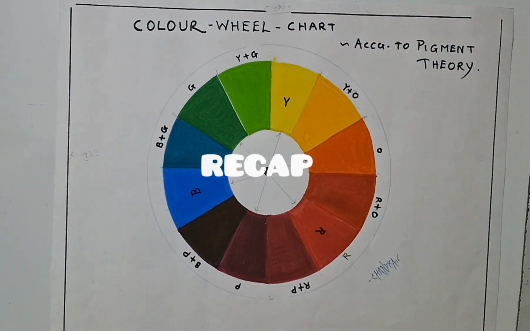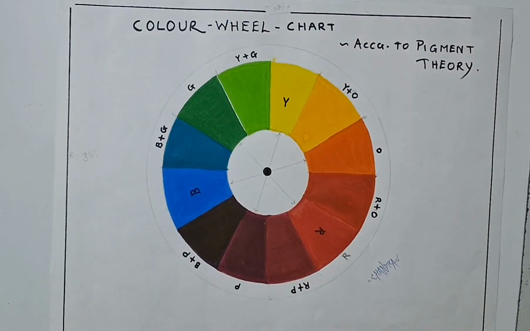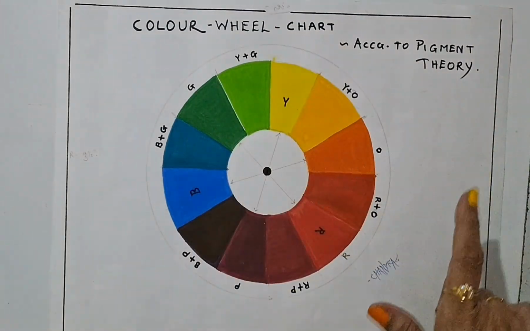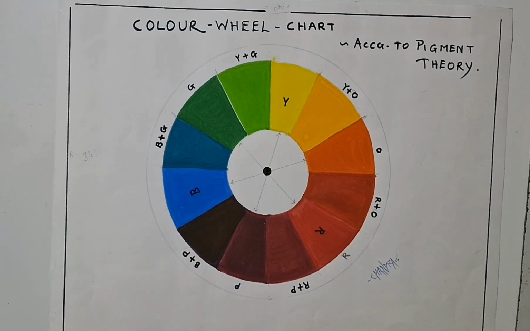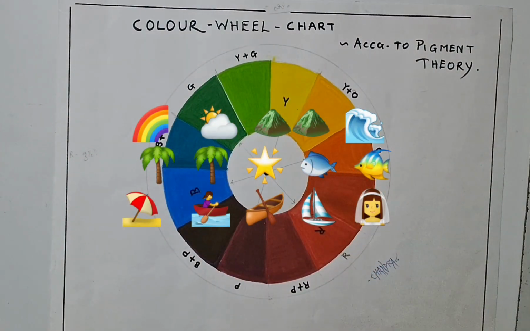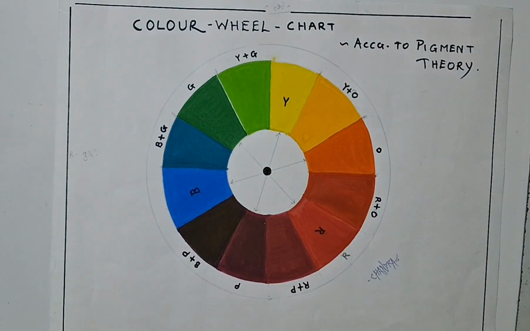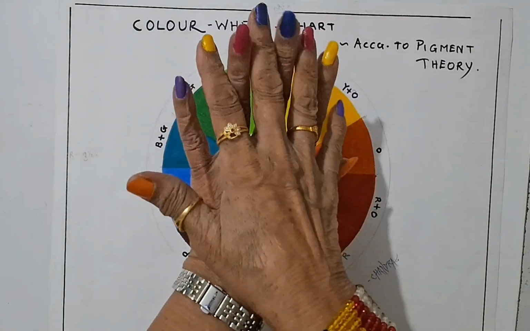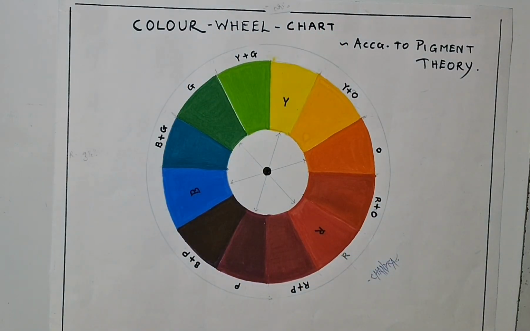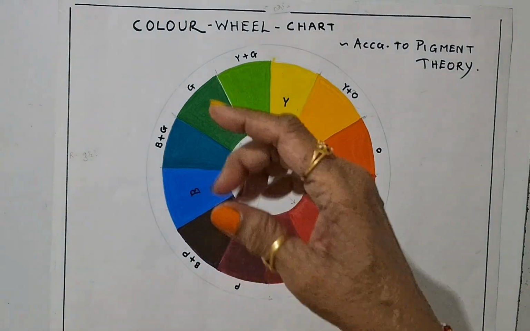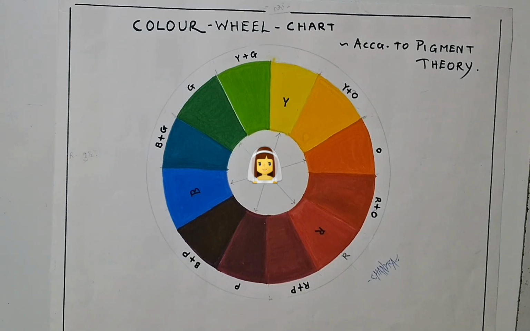Yes. Friends, in the last class we learned to create a seascape painting with acrylic colors in polychromatic color scheme on a terracotta roti plate. It was real fun painting natural elements like a rainbow, clouds, mountains, sea waves, coconut trees, starfish, and a beach umbrella, and of course, yachts. Not to forget our main heroine, the beautiful Lady Hawker.